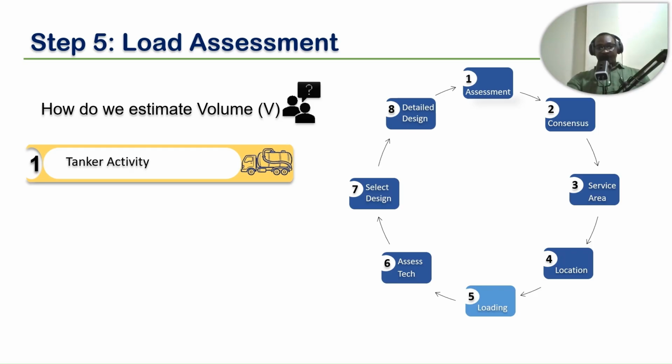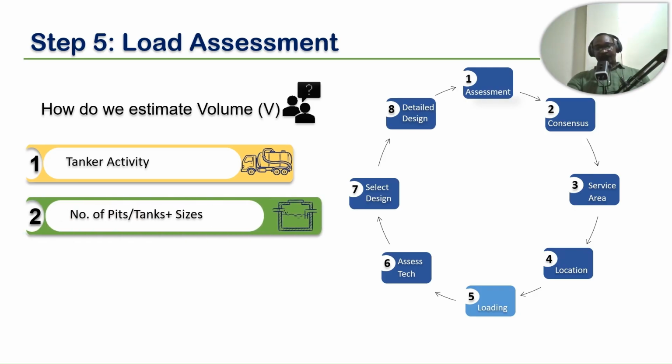tanker activity. But remember, accurate loading actually is very important to avoid plant failures. And that's why we talk about the hydraulic loading in terms of volumes, how much is received. So the first thing is to do with tanker activity. Here you're looking at delivery records for the tankers or cesspool trucks.